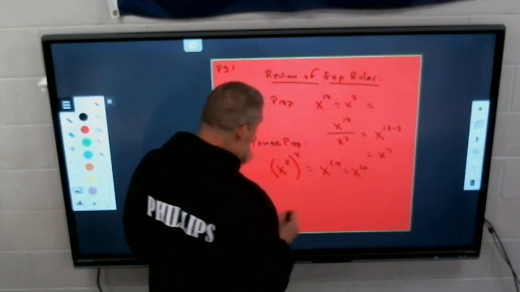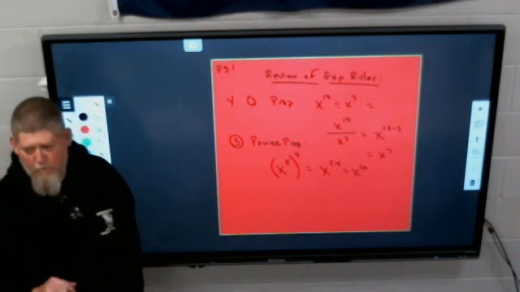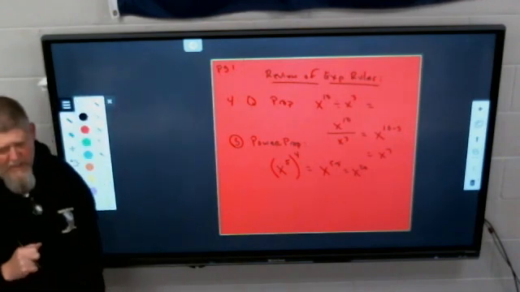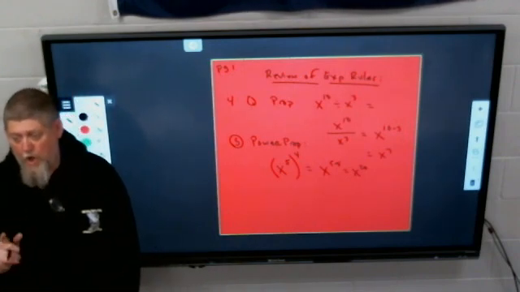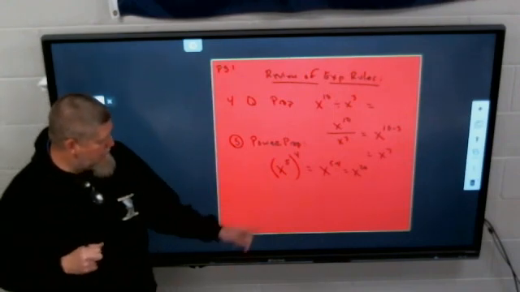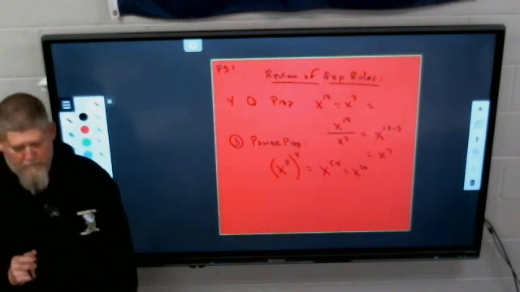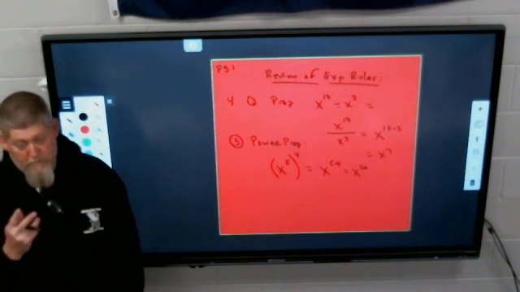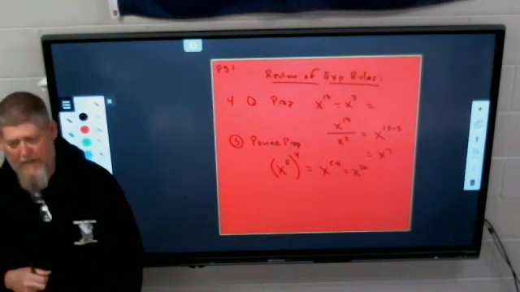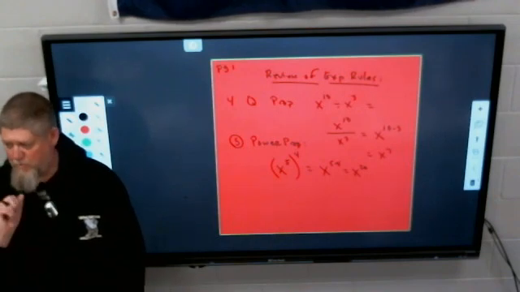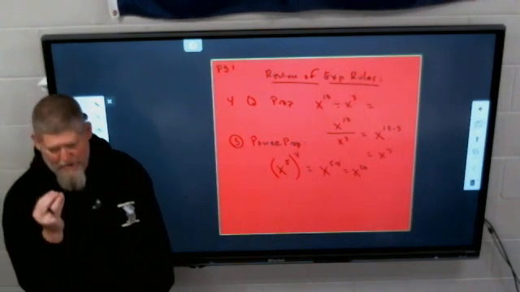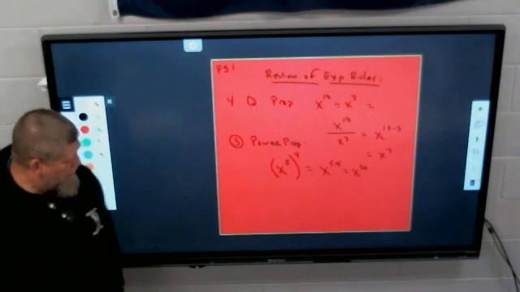The two that people get mixed up are the power rule and the product rule. When do I multiply the exponents and when do I add them? Notice in the product rule, how many bases do you have? Go back to the product rule. 2 bases. Power rule, how many bases do you have? 1. That's the difference between them. Recognize that difference and it helps us remember which one to do.